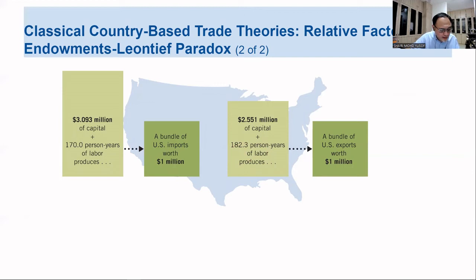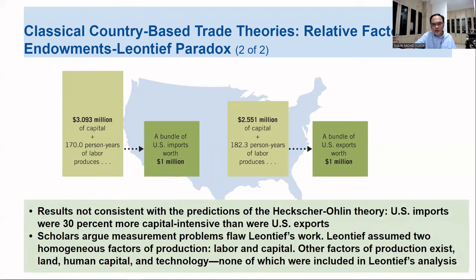Imports required $4,201 more in capital per person of labor than to produce the export did. So this is what we call the relative factor, the Leontief paradox. So the theory was not able to be proved.